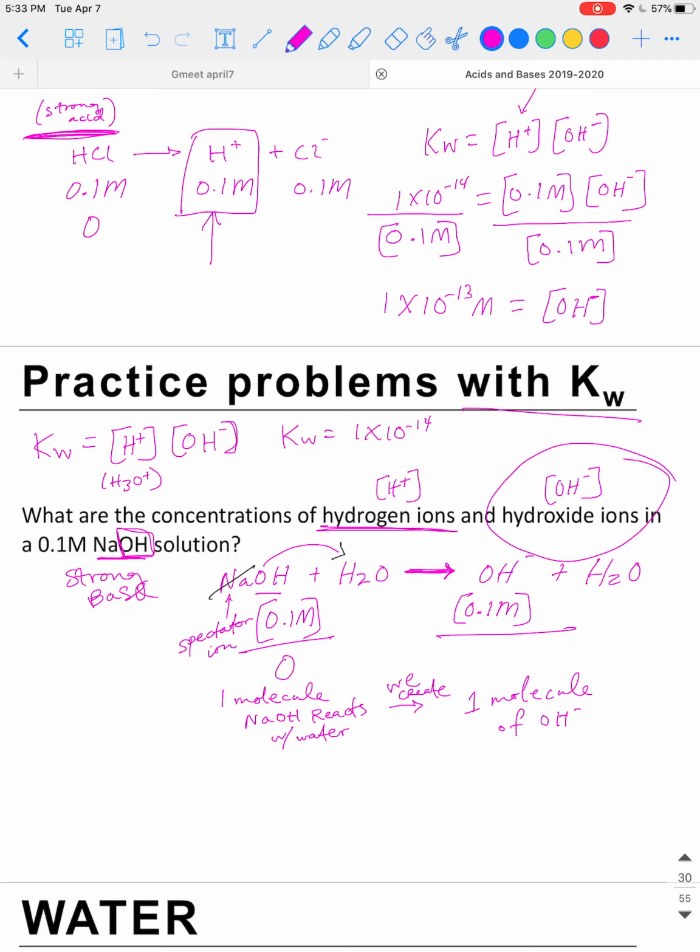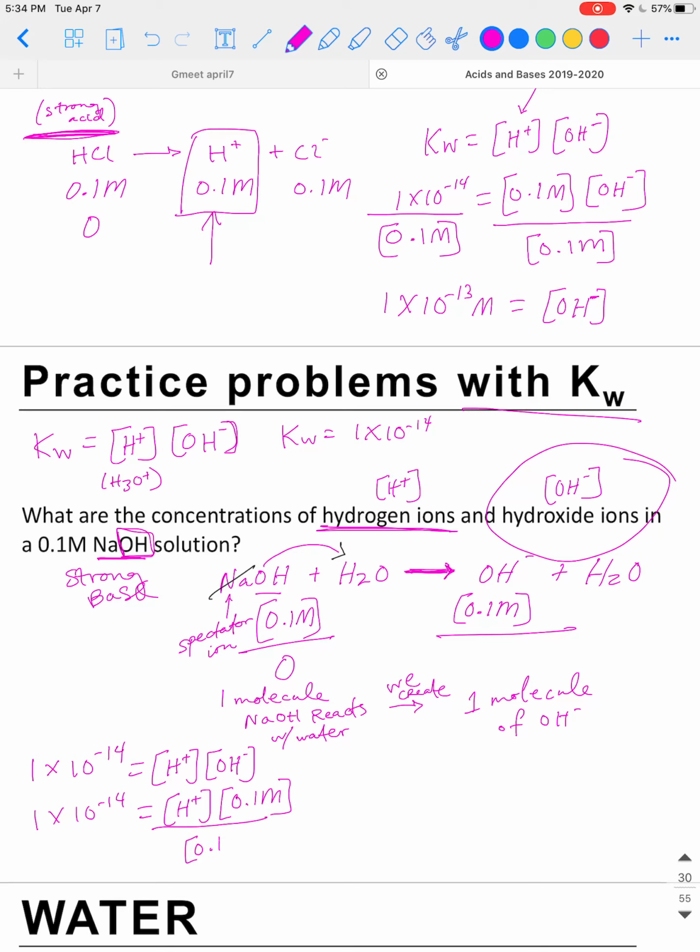0.1 molar. The other part of the question is what is the concentration of hydrogen ions? This is where we're going to use Kw. We know Kw is 1 times 10 to the minus 14, and that equals the concentration of H plus times the concentration of OH minus. Well, we already know the concentration of OH minus. It's 0.1 molar, so we're going to plug that in. So 1 times 10 to the minus 14 equals the concentration of H plus times 0.1 molar.